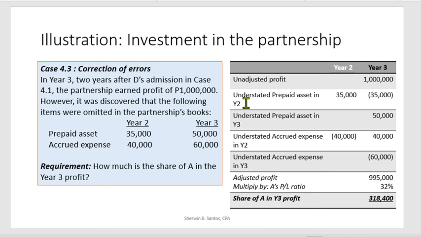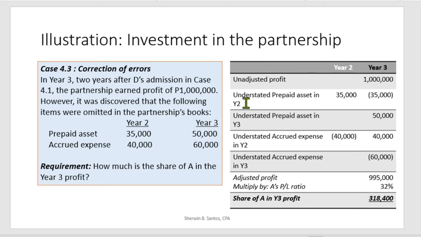So, kung titingnan mo, for year 2, ano ba ang understated? Prepaid asset. So, kung asset yan, therefore, profit ay understated din. So, kung understated yan, anong gagawin mo? Mag-add ka po ng 35,000. So, okay tayo doon? Doon muna tayo sa year 2.